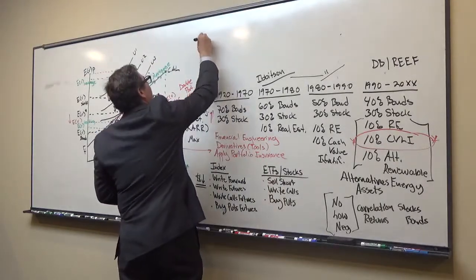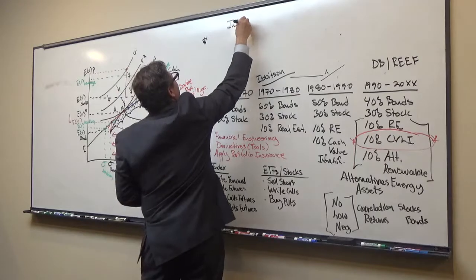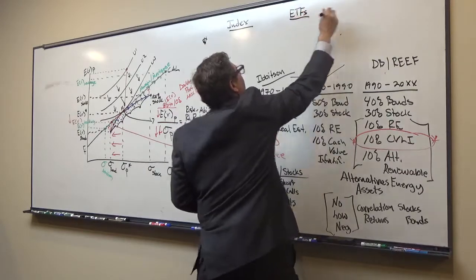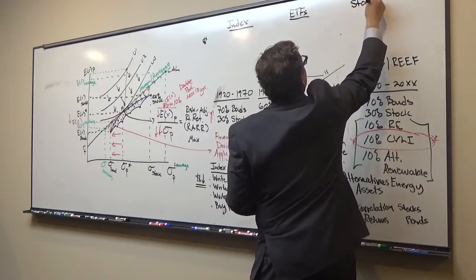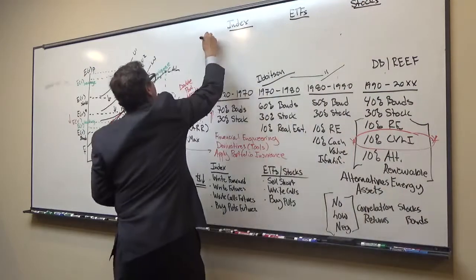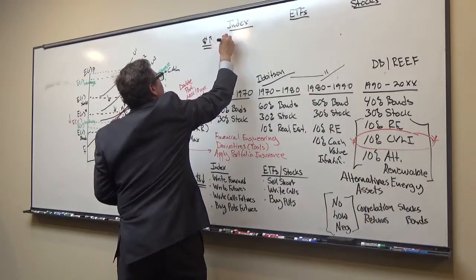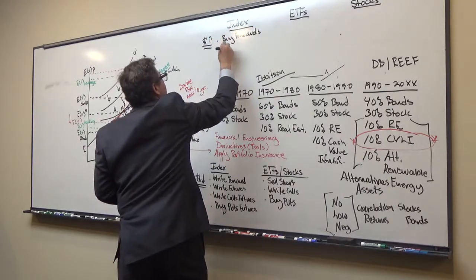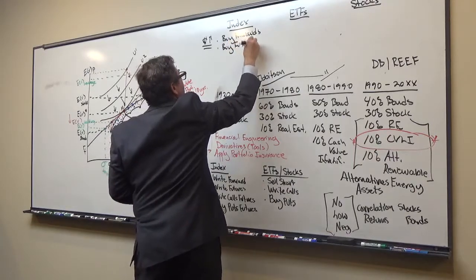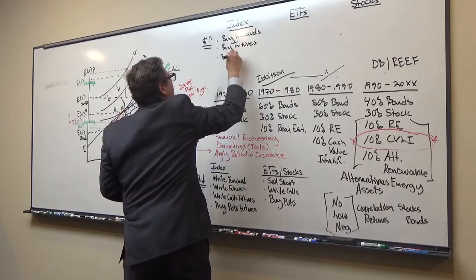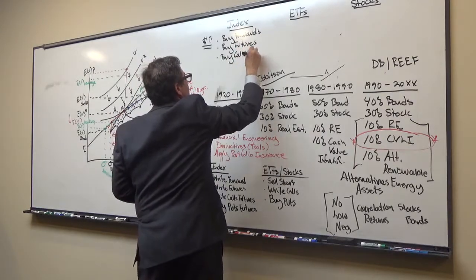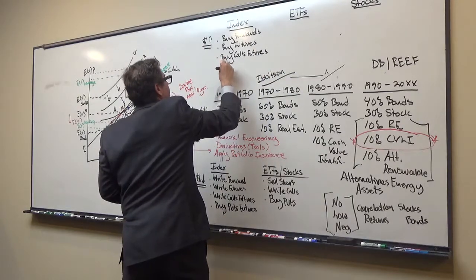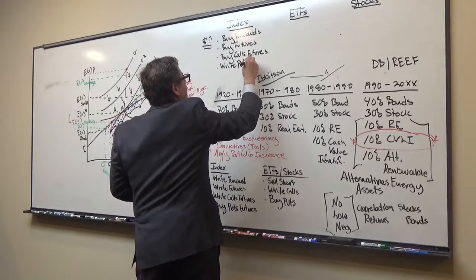Okay, so if prices are going up, you have your index trade, you got your ETFs, and you got your stocks. And then if you think the prices are going up, you're gonna buy forwards, you're gonna buy futures, you're gonna buy calls on the futures, and you're going to write puts on the futures.